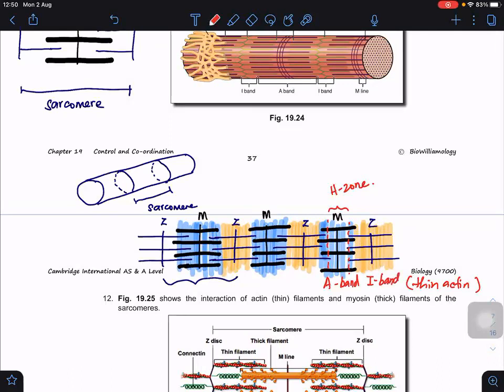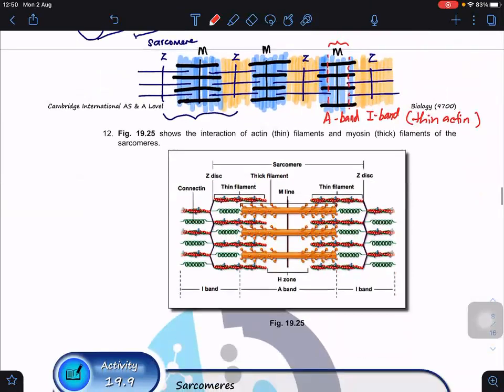Okay, so the H zone only has the thick myosin filament. Let us look at this diagram now. Can you see the zone with the thin filaments only? Ignore the connecting lines. In this zone we have thin filaments only, so it's the I-band. It means the thin filaments will anchor.